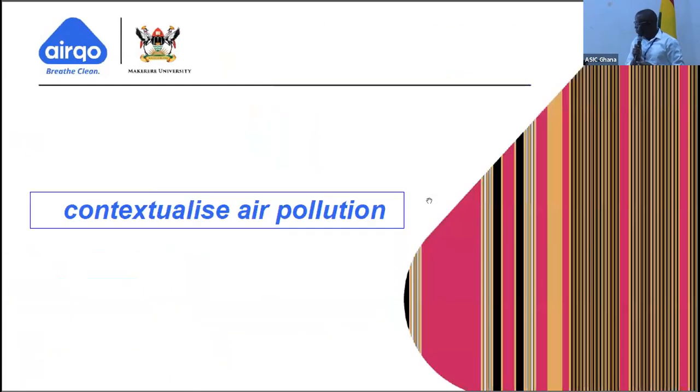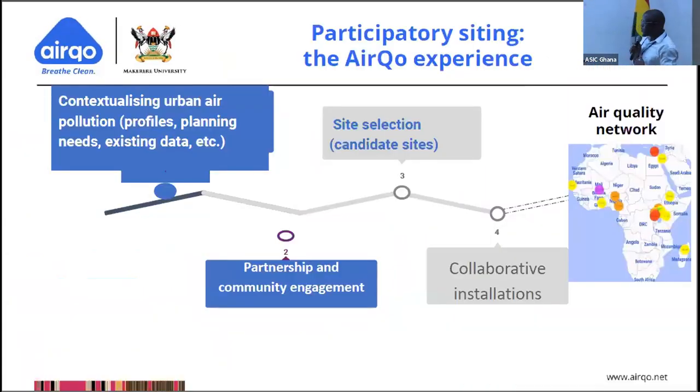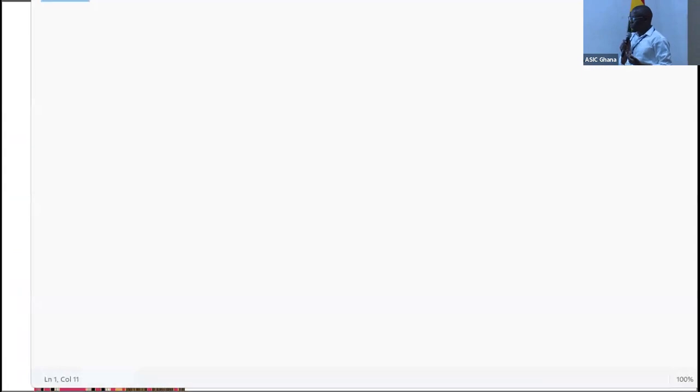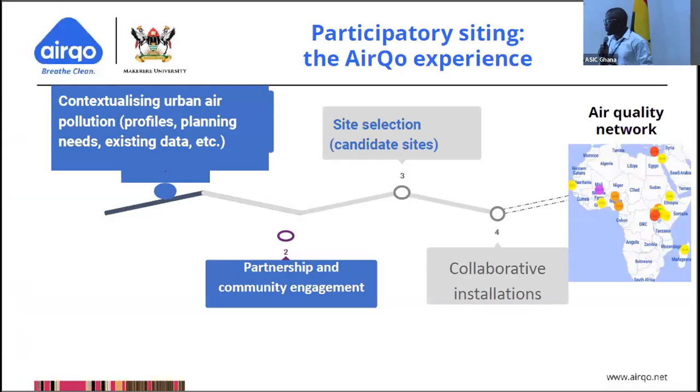All right, so in our participatory AirQo experience, what we always try to start with is contextualizing the urban air pollution. What is the profile? What are the planning needs? What are the existing data for a specific city? And then number two, the partnership and community engagement. So who are the people involved, the local communities, the government, the researchers? You have to think of that.